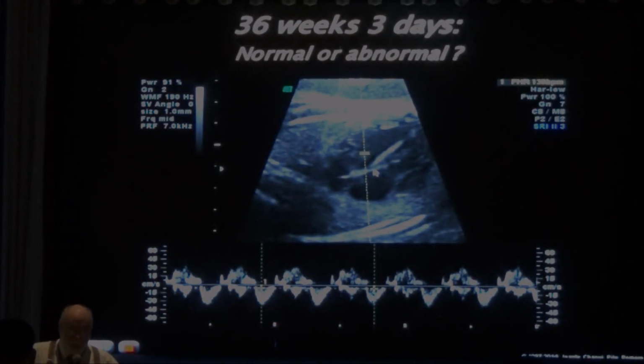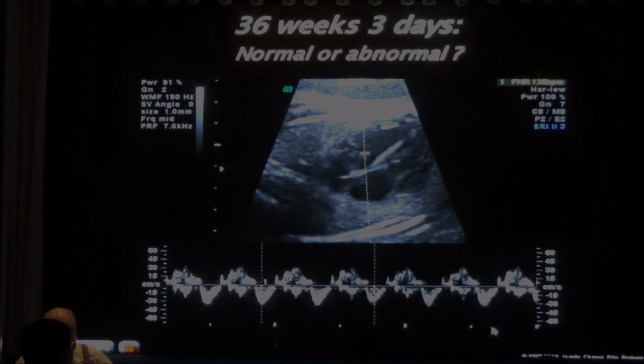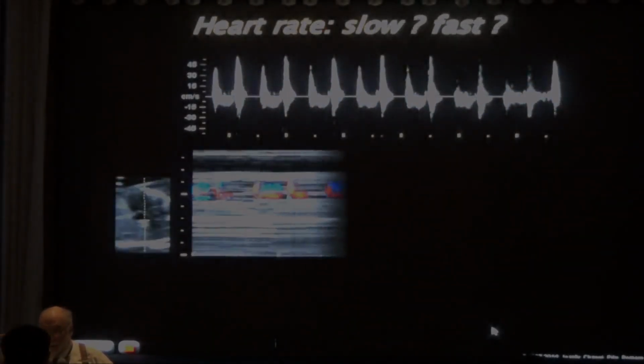This is a patient at 36 weeks and 3 days. The heart rate is 138 beats per minute. Normal or abnormal? I read it as normal, but you're right, this is abnormal. I'll show you why. Is this heart rate too fast or too slow?